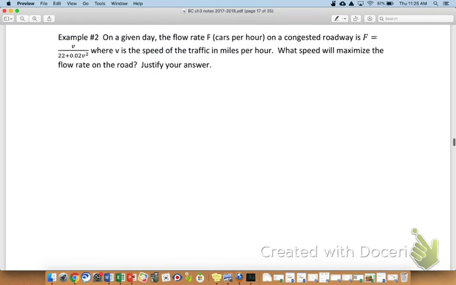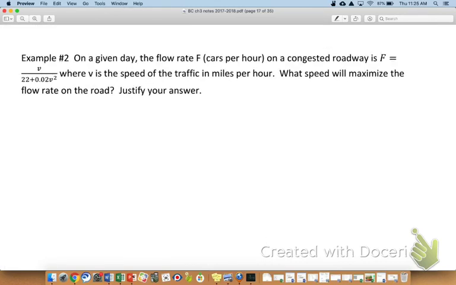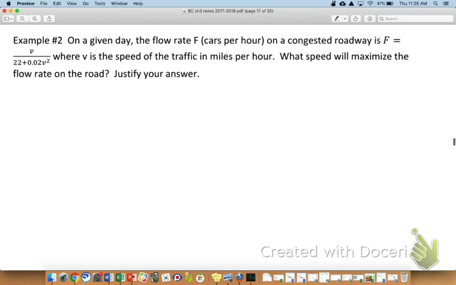Number 2 says, on a given day, the flow rate F in cars per hour on a congested roadway is given by that function, F equals, where v is the speed of the traffic in miles per hour. What speed will maximize the flow rate on the road?